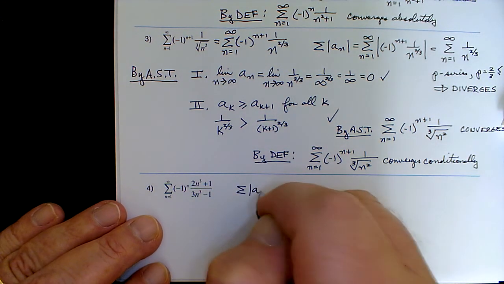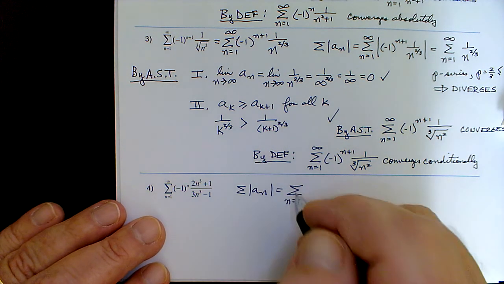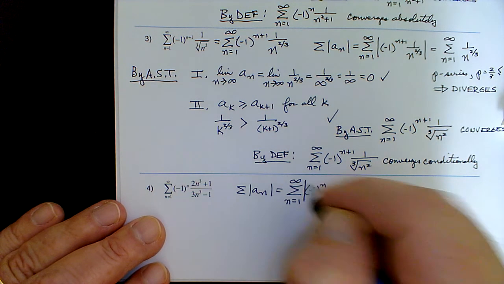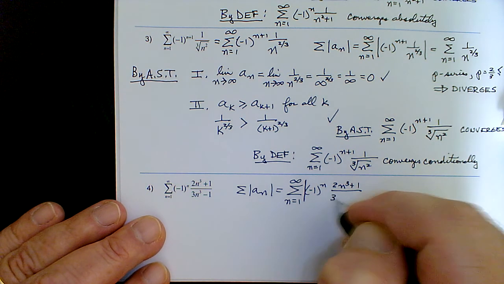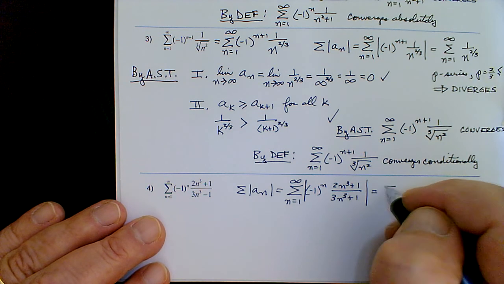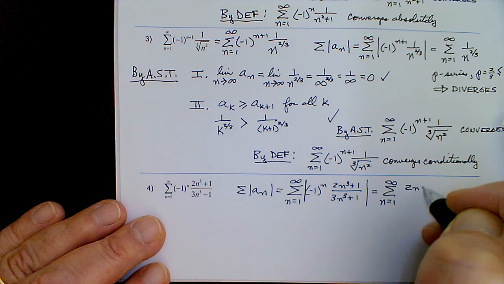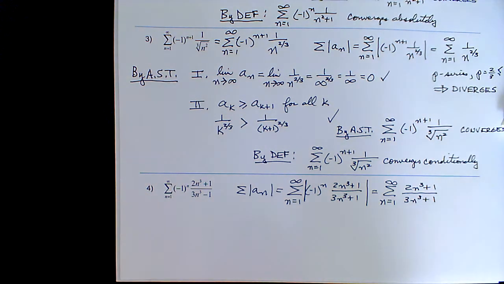Again, start the same way. Sum of the absolute value of the a sub n, sum n goes from 1 to infinity, absolute value of negative 1 to the nth times 2n cubed plus 1 over 3n cubed plus 1, gives us the sum as n goes from 1 to infinity of, drop the absolute value and drop the alternating factor of negative 1 to the nth.